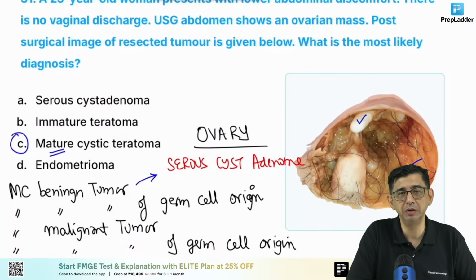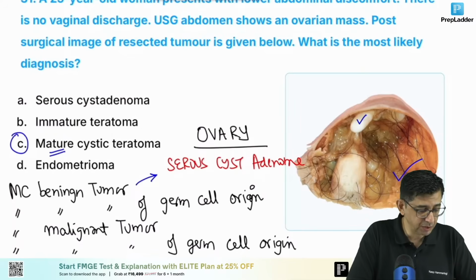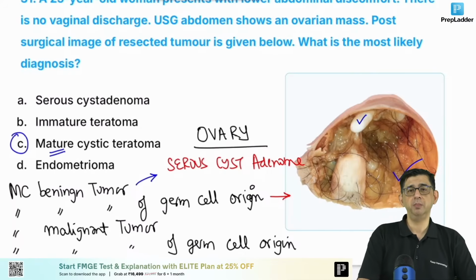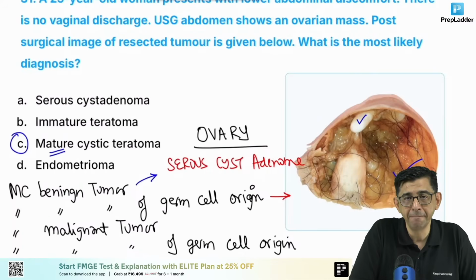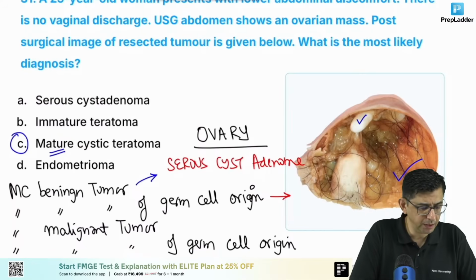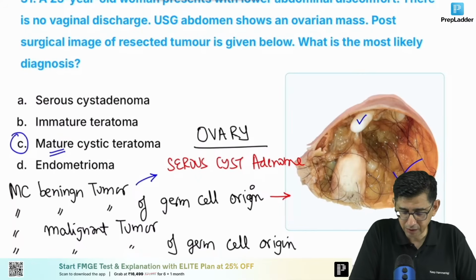So I was just looking for the terminologies there. But if I change the question to that of germ cell origin, if I change the question to benign tumor of germ cell origin, then the answer would be, yes, serous cystadenoma is the answer for the benign tumor overall. For germ cell origin, guys, quickly.